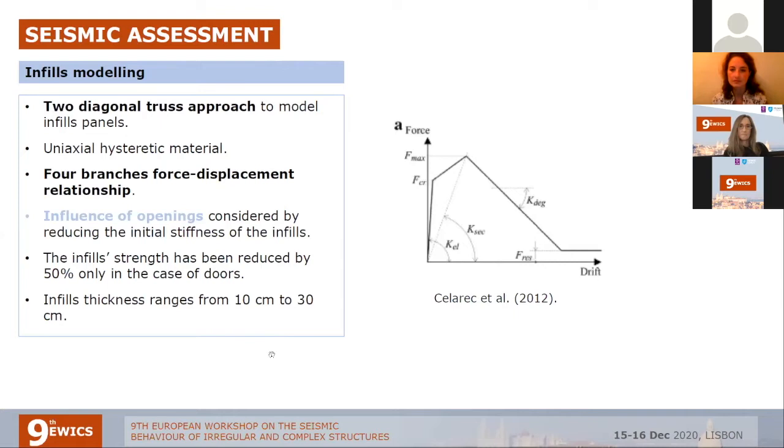The thickness of the infills varied from 10 to 30 centimeters, which was also taken into account to obtain the force displacement relationship. We carried out a sensitivity analysis.